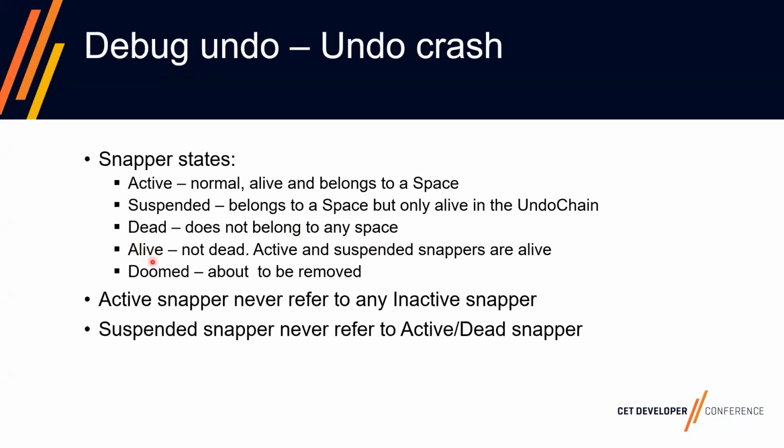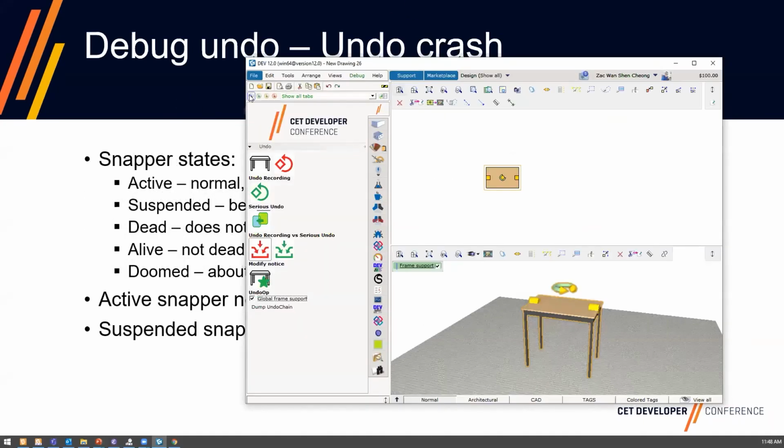And alive means it's not dead, so it can be active or suspended. Dead means it's already removed. So an active snapper should never refer to any inactive snapper, and a suspended snapper should never refer to active and dead ones. So let's try to see that in action.